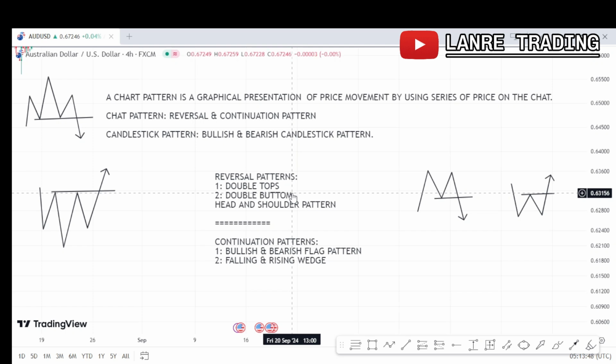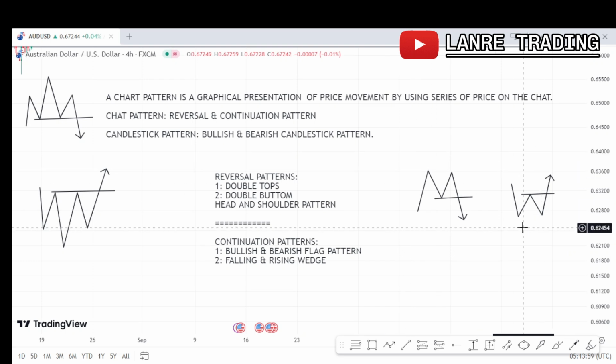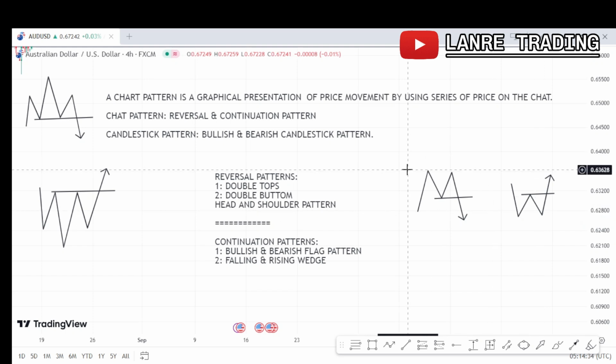But first of all, I will discuss the chart pattern. On the right side of the screen, we have the double top and the double bottom. The double top is what we look for at the resistance level, and the double bottom is what we look for at the support level. If you followed this tutorial from the beginning, you should understand what resistance and support levels mean by now.